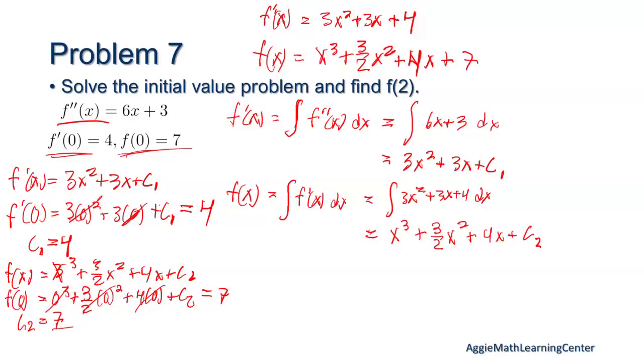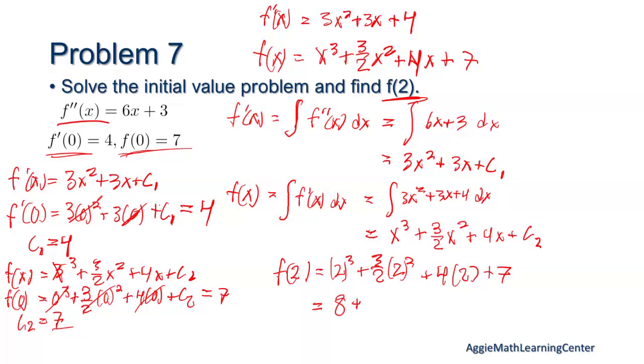Cool. Are we done? Unfortunately not. I'm going to spoil it. We need to find f of 2. So let's just plug in 2 to what we found for f of x, see where it gets us. So f of 2 is equal to 2 cubed plus 3 halves times 2 squared plus 4 times 2, little parentheses around everything, plus 7. Okay, 2 cubed is 8 plus, one of those 2's will cancel, so we're left with plus 6, plus 4 times 2 is 8, plus 7.